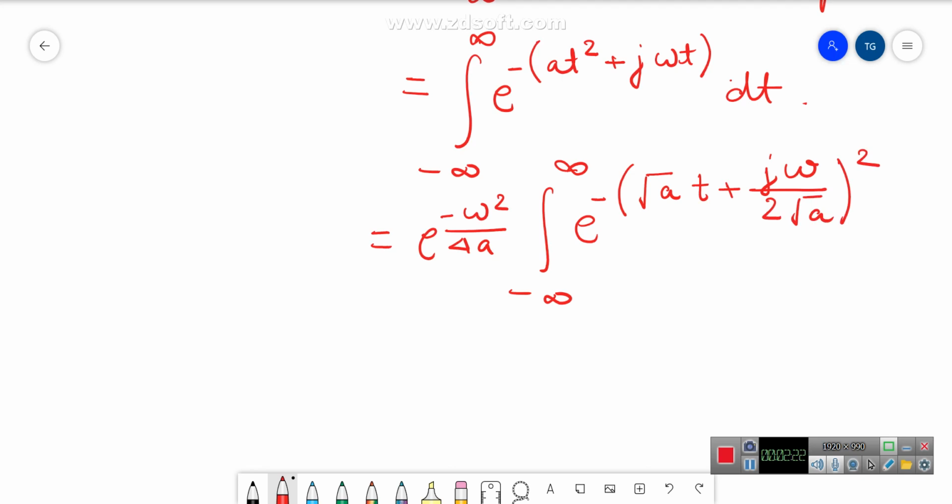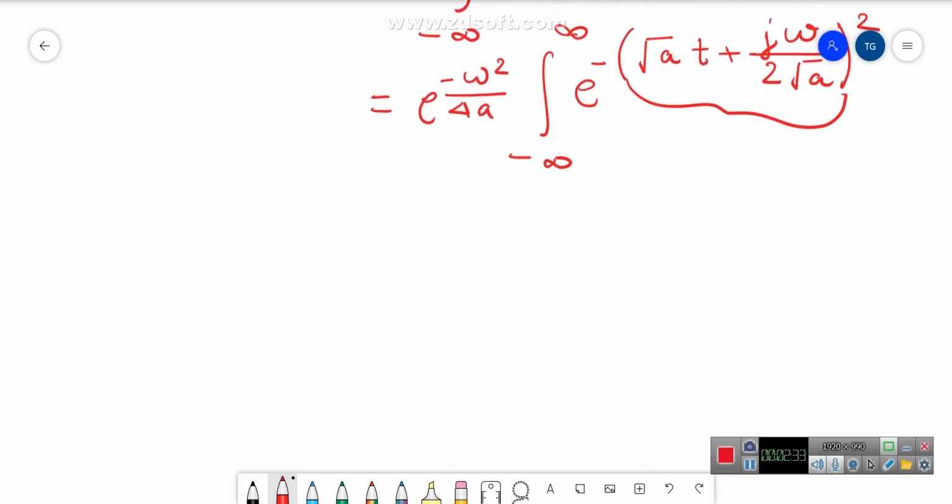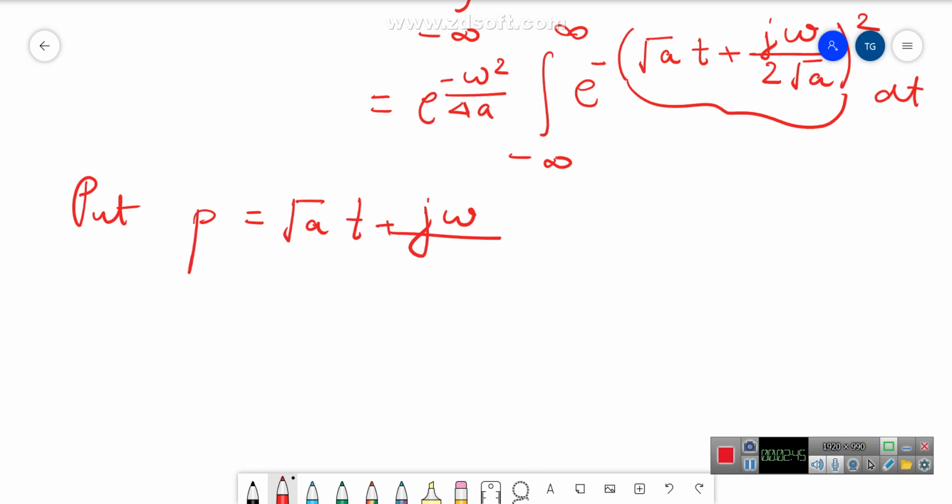So now substituting the value of this term as p, we will get into dt. So put p is equal to under root of a into t plus j omega by 2a. Now taking derivative on both sides, we get dp is equal to, this term has t but this is completely independent of t, so this becomes 0 here. So this is under root of a into dt.